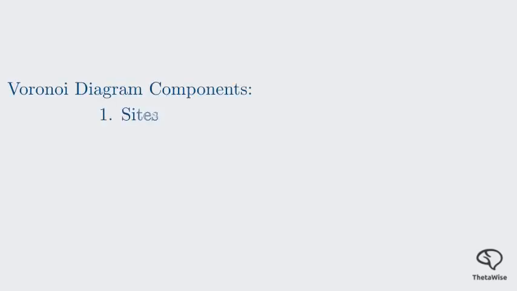Let's define the key components of any Voronoi diagram. First, we have sites. These are the original points, like our fire stations, that define the diagram. Second, there are cells, or regions. Each site is surrounded by a cell that contains all points closest to that site. Third, we have edges. These are the lines that form the boundaries between cells.